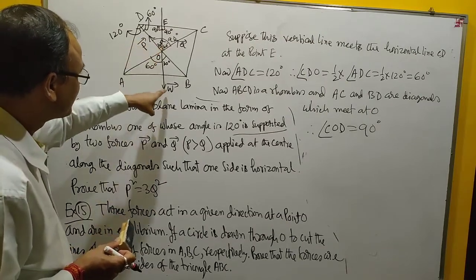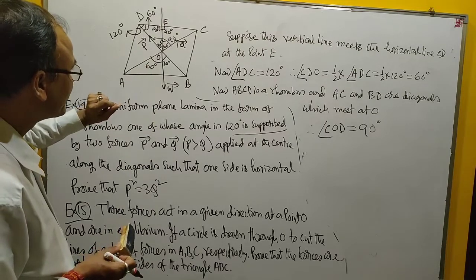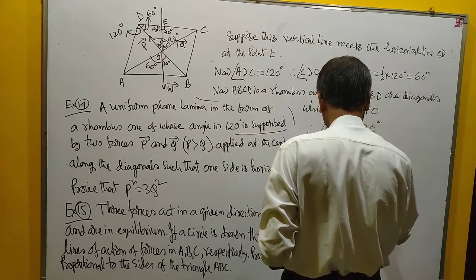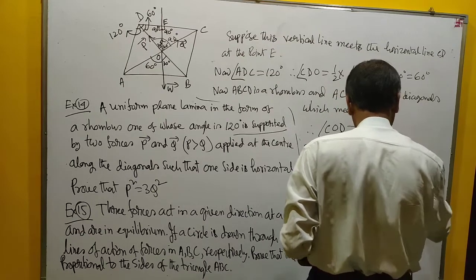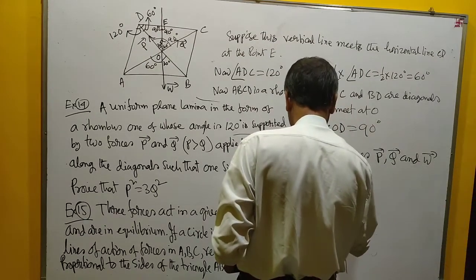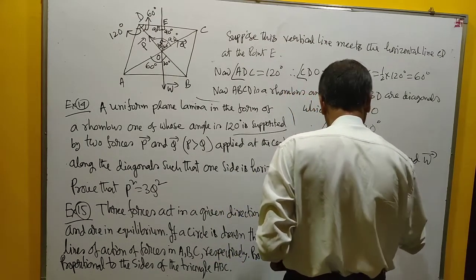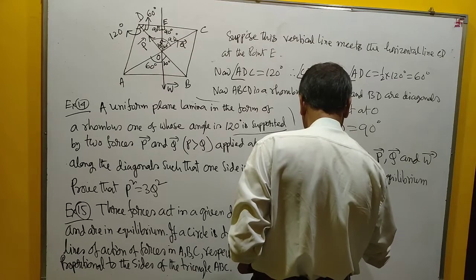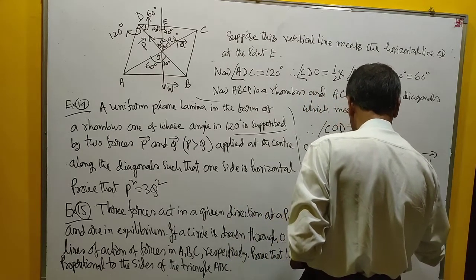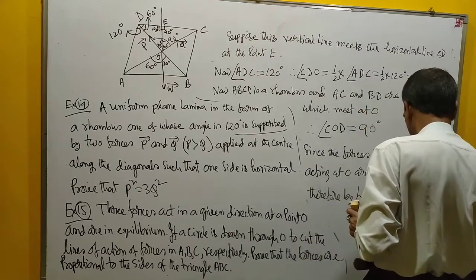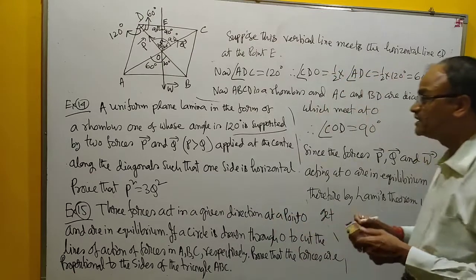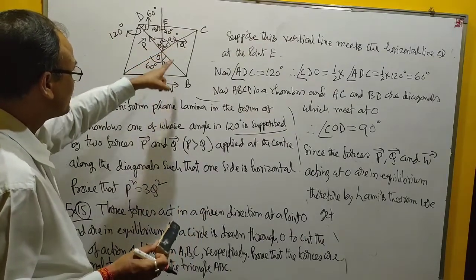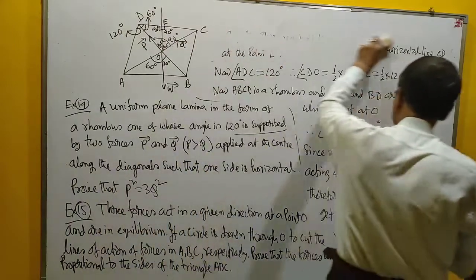P divided by COW, it will be like this. Now, since the forces P, Q and W acting at O are in equilibrium, therefore by Lami's theorem we get P divided by sine of COW.